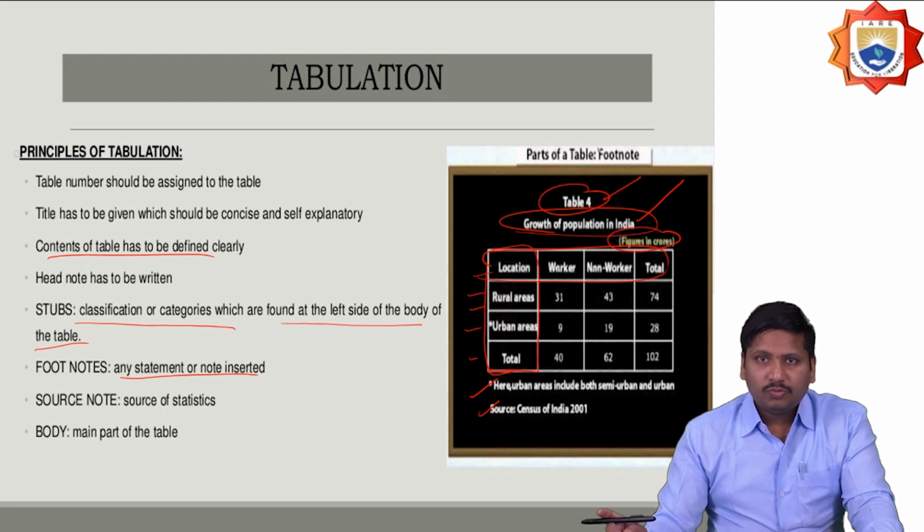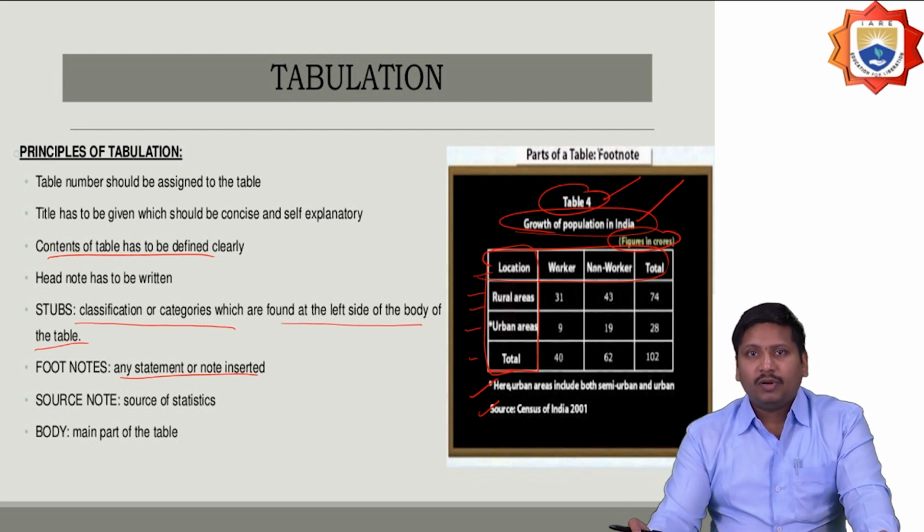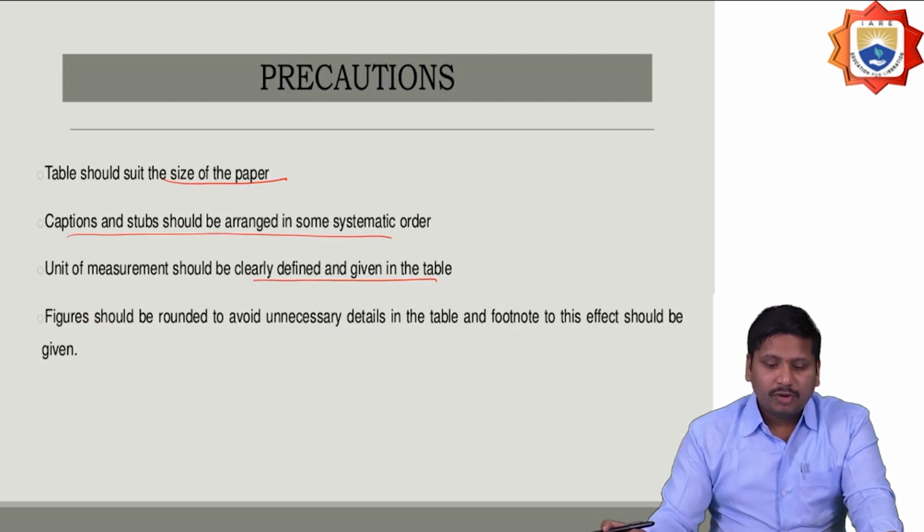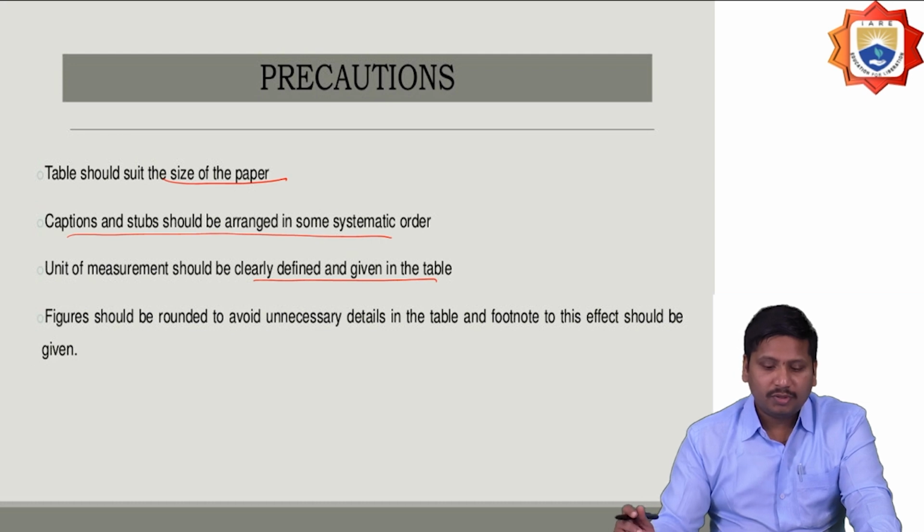What are the principles to be followed while creating the tabulation of data? A table number should be assigned to the table, the contents of the table should be clearly defined, and footnotes and source notes should be properly created. Now the precautions: the table should suit the size of the paper, captions and stubs should be arranged in a systematic order, units of measurement should be defined clearly, and figures should be rounded to avoid unnecessary data.